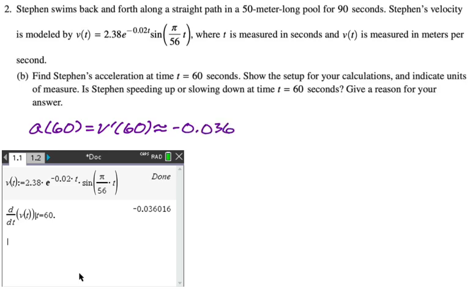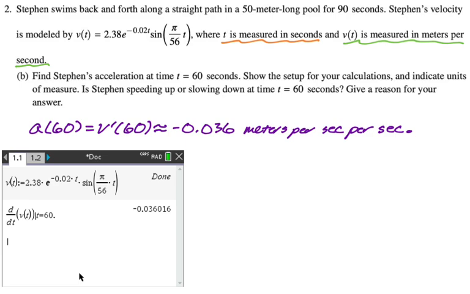We need units, right? It's the derivative of velocity, so I need to know the units of velocity and the units of t, because it's v of t. t is measured in seconds and v is measured in meters per second. So the units are the units of velocity, meters per second, per the units of time, seconds. So meters per second per second. I don't like to write meters per second squared, but that is totally acceptable.